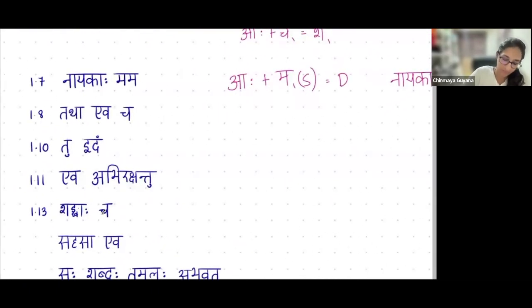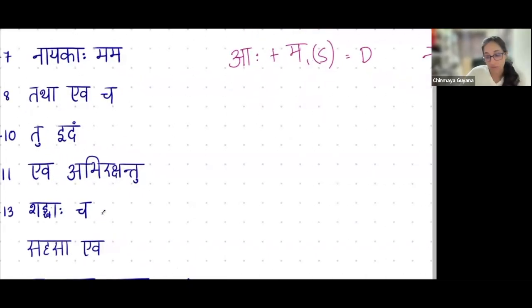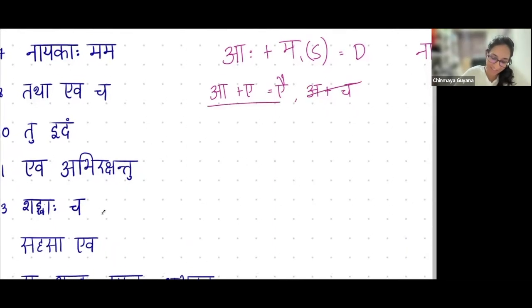Tatha eva cha. Now you have, see, there's no visarga, so you can't use the table for these ones. When there's no visarga, you have to remember to use the vowel sandhi rule. So, a plus a equals a. And then a plus cha, that's not a sandhi. Plus cha is not a sandhi. That's just two words. So, really speaking, your sandhi is only this.